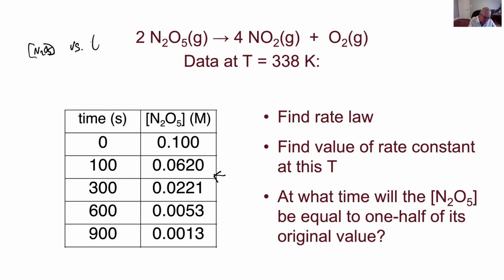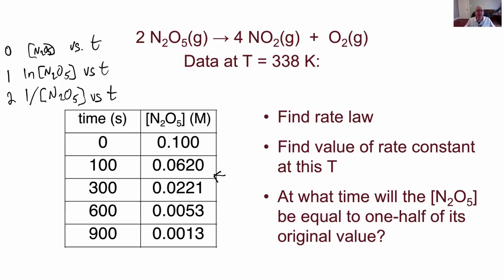I'm going to plot them as log of concentration versus time, and I'm going to plot them as 1 over concentration versus time. These are my test graphs for 0 order, first order, second order, respectively. And then I'm going to look at those graphs and see, is one of them a line?